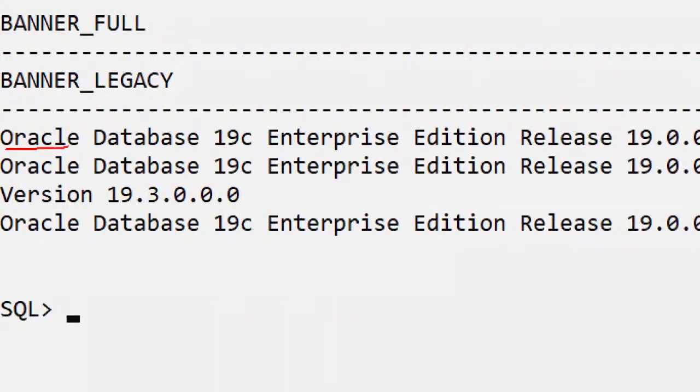Oracle is a product from Oracle Corporation. But what type of product is it? A database product. What is the version we are learning in our course? 19C is a version of this DB product only.